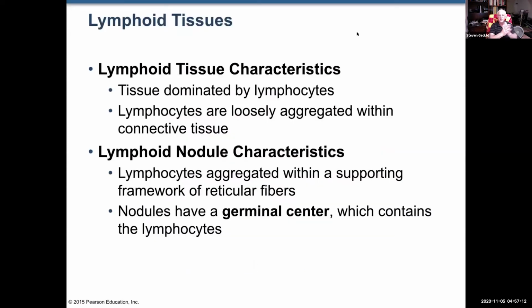All right, lymphoid tissue characteristics. Tissue is dominated by lymphocytes. Lymphoid tissue has an abundance of lymphocytes. Lymphocytes are loosely aggregated within the connective tissue. They kind of just hang out and they're looking for things to destroy.